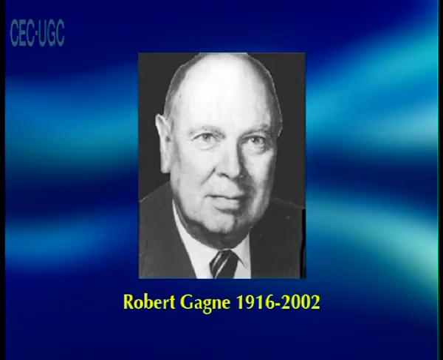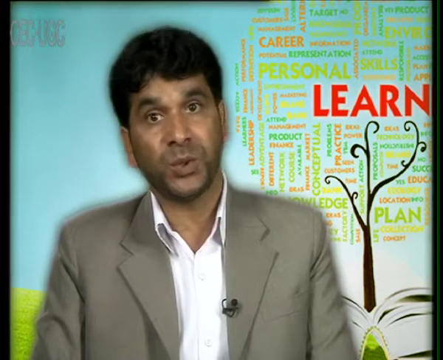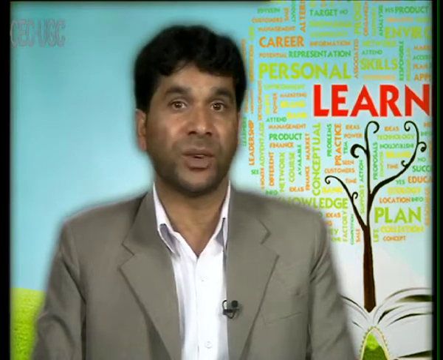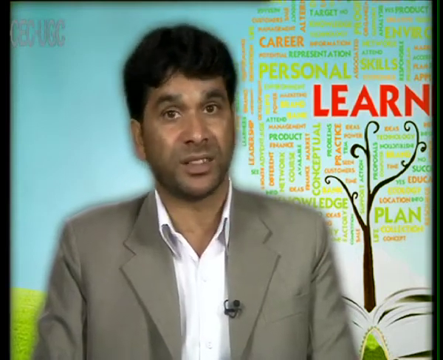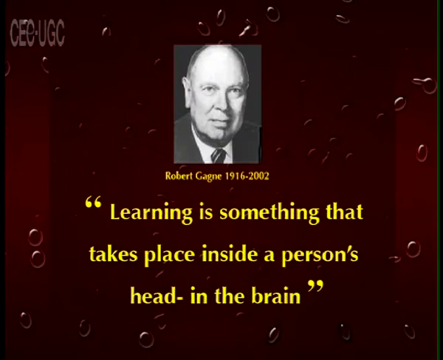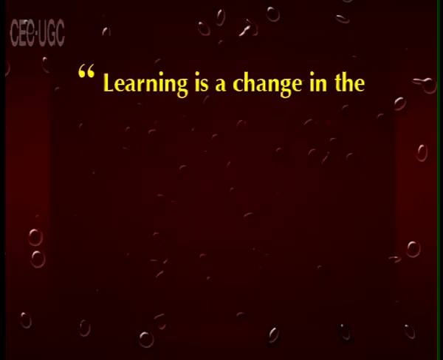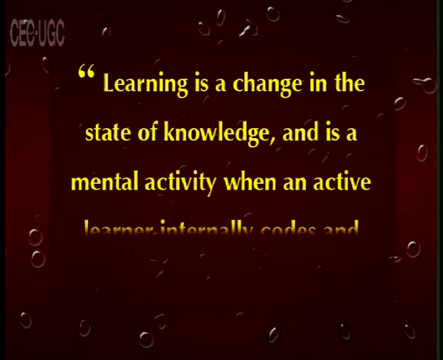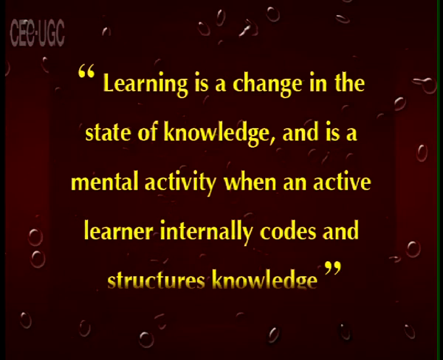Robert Gagne, who looked at the events of learning and instruction as a series of phases using the cognitive steps of coding, storing, retrieving, and transforming information, emphatically remarks that learning is something that takes place inside a person's head, in the brain. Here we have another statement by Ormrod and Newby: learning is a change in the state of knowledge and is a mental activity when an active learner internally codes and structures knowledge.